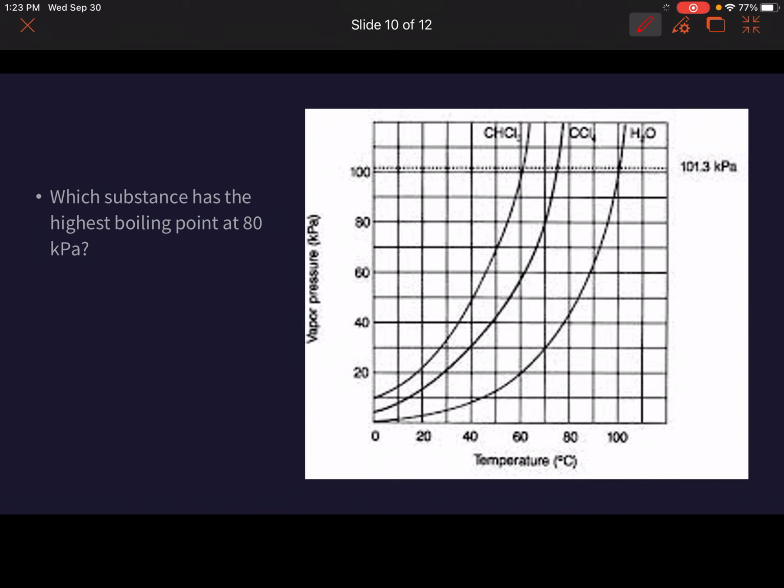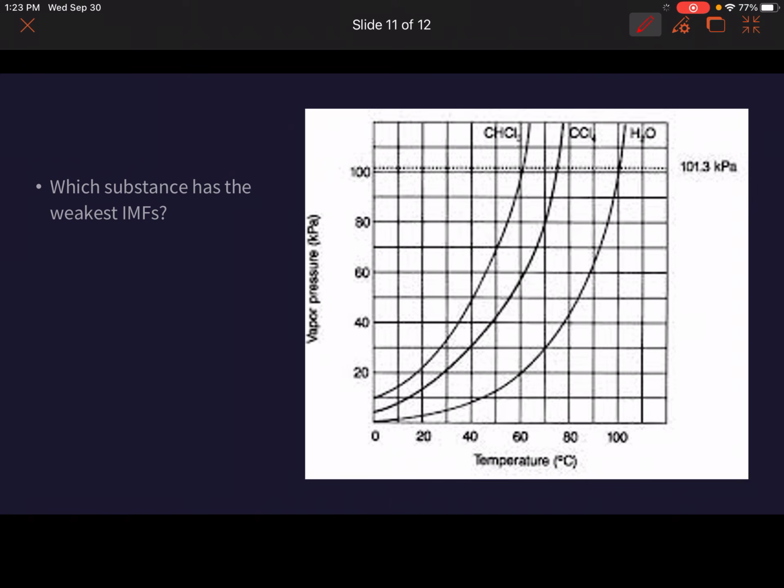Okay, next one. Which substance has the highest boiling point at 80 kPa? So again, let's find our 80 kPa, which is here. So if we move across here at the line, oh, CHCl3 is boiling. Go a little higher, hotter, CCl4 is boiling. And lastly, water is boiling. And water is going to boil there. But which substance has the highest boiling point at 80 kPa? It's going to be water.